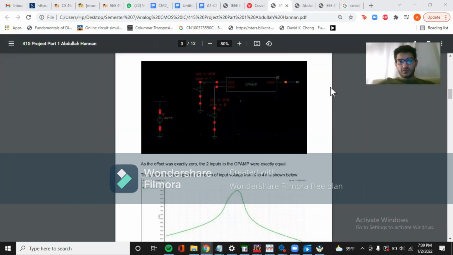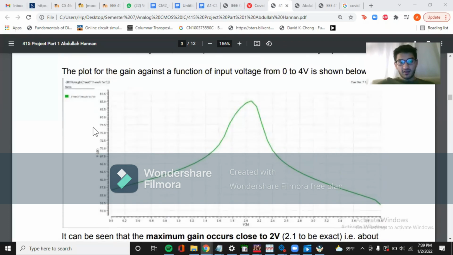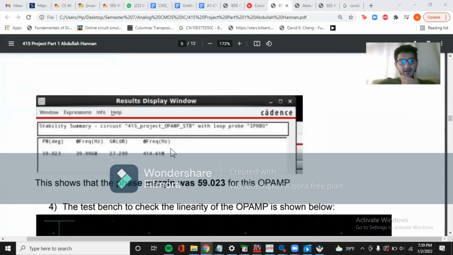Now I will show you some of the results of my simulations. This is the symbol of the op amp, and this is a plot of the gain against the input voltages. As you can see, for even 0 input voltage and 4 volts input voltage, the two extreme values, the gain is more than 50 dB. The peak of the gain occurs at around 2 volts and it is more than 85 dB. The stability analysis shows that the phase margin was 59 degrees, which is greater than the specification requirement, which was 50 degrees.